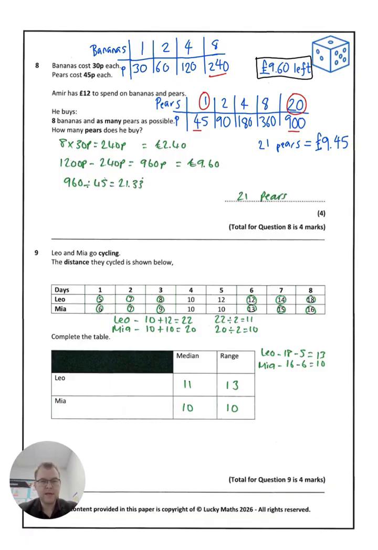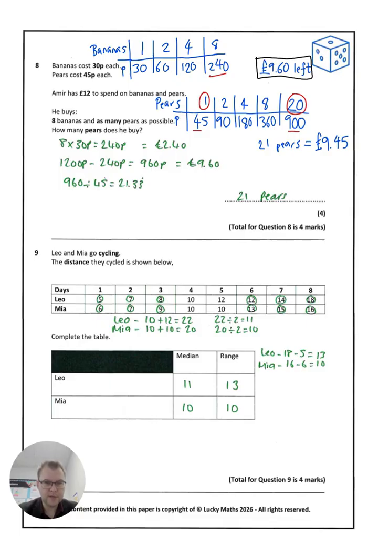And therefore, if one pair is 45p, using the second ratio table, we're able to work out 2 pairs would cost 90p, 4 would be 180, 8 are 360, but 20 pairs would cost £9. So remember, I'm in pence, 900 pence, but £9.45, therefore, is the maximum we can spend with the money left to buy 21 pairs.